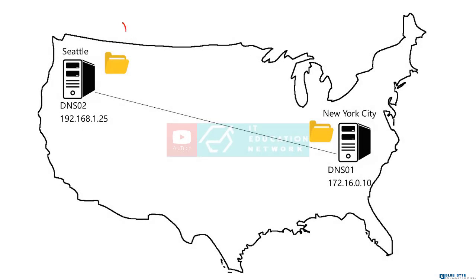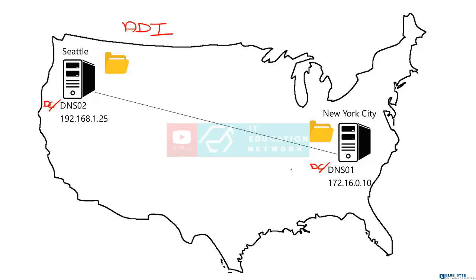The last zone type, Active Directory Integrated, which we're just going to call ADI, is what Microsoft always refers to it as. As we said earlier, one big requirement: your DNS servers have to be domain controllers. If they're not, you just cannot host an Active Directory Integrated zone. It won't allow you to create one. So we're going to say my DNS02 in Seattle is also a domain controller. DNS01 in New York City is also a domain controller. So they're both domain controllers that now run DNS.